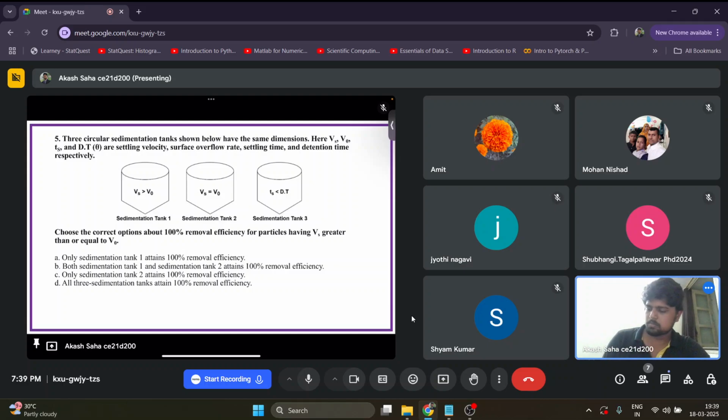Next problem. Three circular sedimentation tanks shown below have the same dimensions. Here Vs, V0, Ts and Dt are settling velocity, surface overflow rate, settling time and detention time respectively. We are all familiar with these notations. Choose the correct option about 100% removal efficiency for particles having Vs greater than or equal to V0. In tank 1, Vs is greater than V0. In tank 2, Vs equals V0. And in tank 3, the settling time is less than the detention time. So what do you think? Which tanks will have 100% removal?